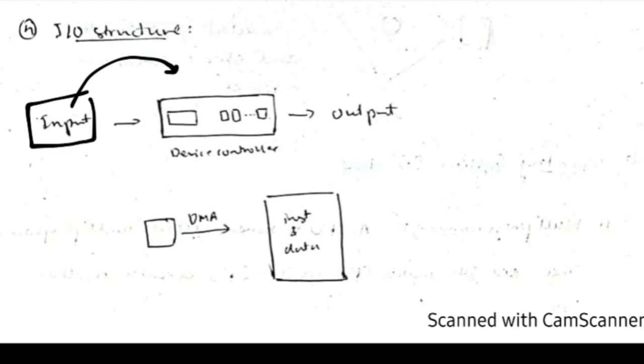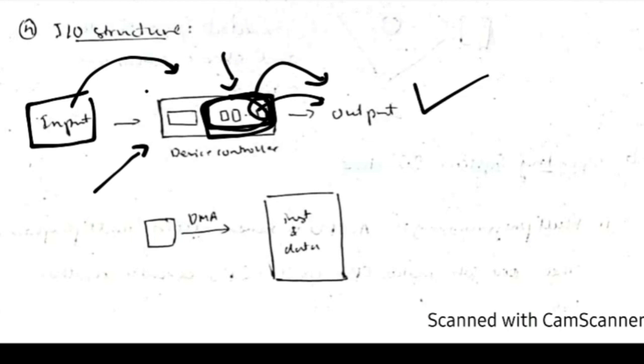What does a device controller do? It will store all the inputs, and when the CPU is free, at that time it will process the output. Okay, and it will be stored in a queue. Similarly for the output, when the processor sends the data to be output, it will be stored in the device controller, and when the device is able to output, it will output the data present in the queue.